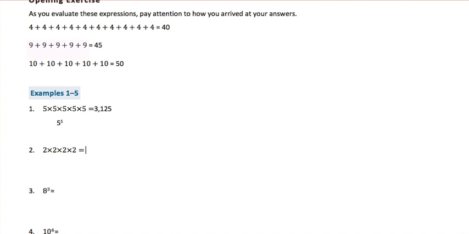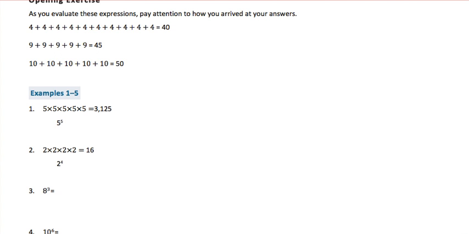So looking at 2 times 2 times 2 times 2, 2 times 2 is 4, 4 times 2 is 8, and 8 times 2 is 16. So the value, if we evaluate it, evaluate means to find the value of that expression, is 16. When we write it as an exponent, the 2 becomes our base, and our exponent is the number of times we're multiplying it, which is 4. So this is 2 to the 4th power.